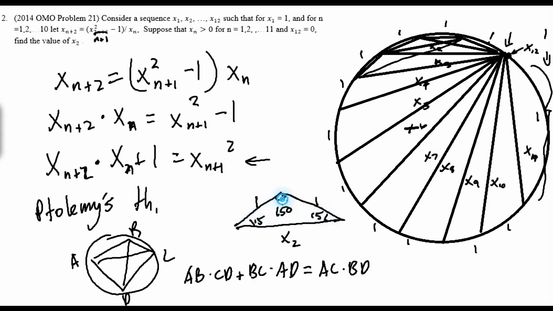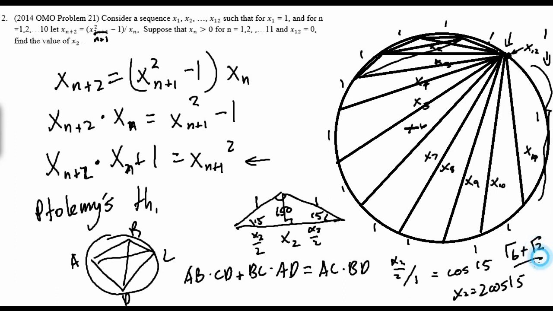And to find x2, this is x2 over 2, x2 over 2. So x2 over 2 divided by 1 equals cosine of 15. So x2 equals 2 cosine 15. And you can simplify that to, I think it's square root 6 plus square root 2 over 2.